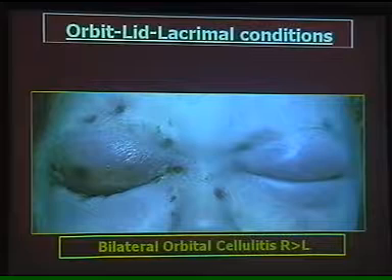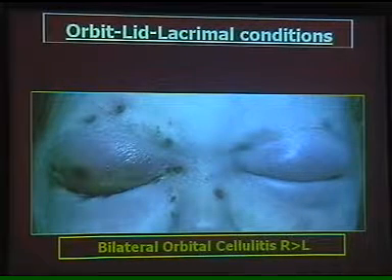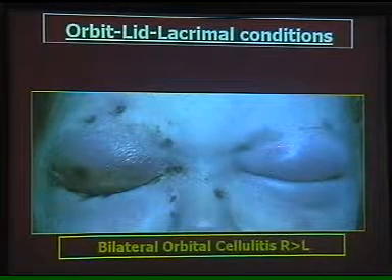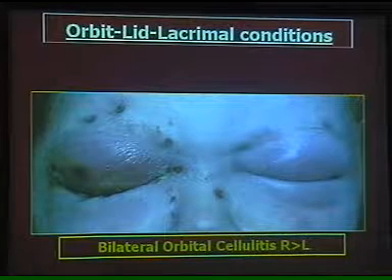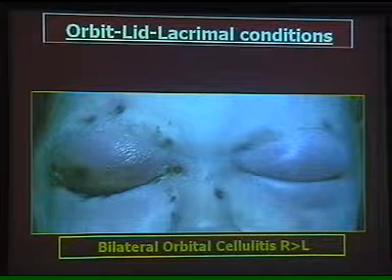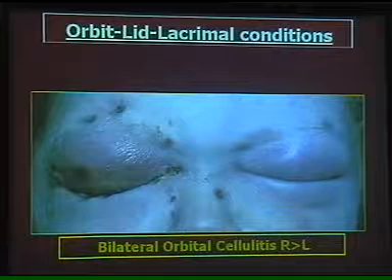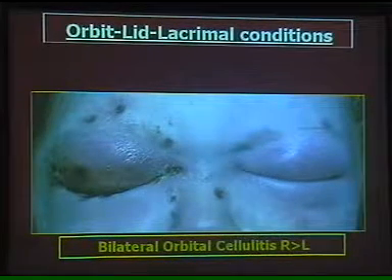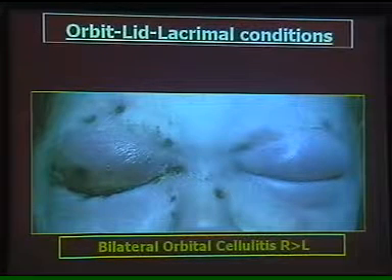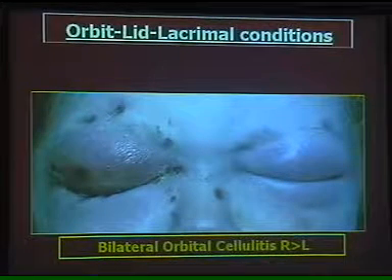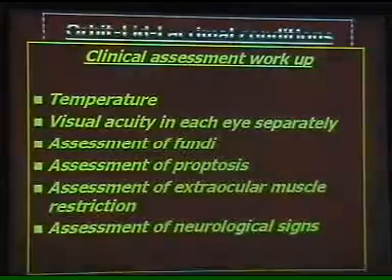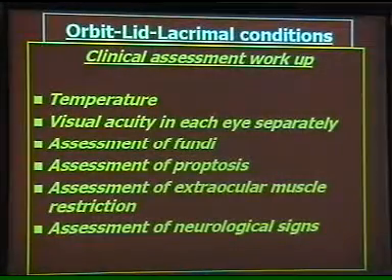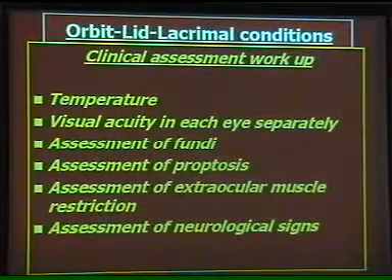Another bilateral orbital cellulitis, you can see the extent of swelling and closure of the lids. Now the danger with bilateral orbital cellulitis is that extension can go into the brain, into the cavernous sinus. That's a very potentially lethal condition, and it should be treated with vigorous means.